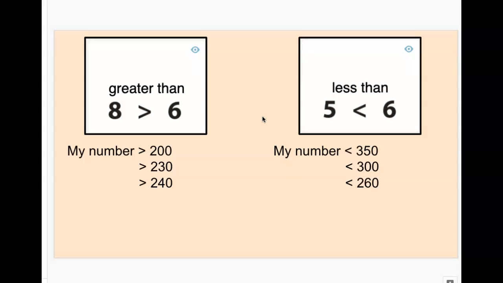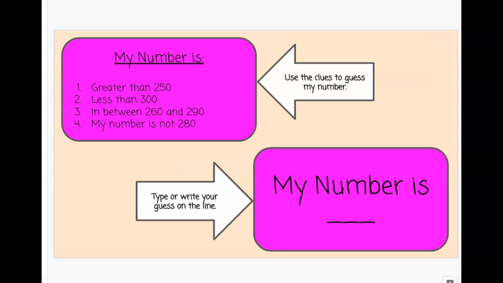Now it's your turn to do this on your own. So you'll have an activity in Seesaw that looks like this. And it's going to give you 4 clues to find my number. Remember, my number is a multiple of 10. That means it must end in a 0.